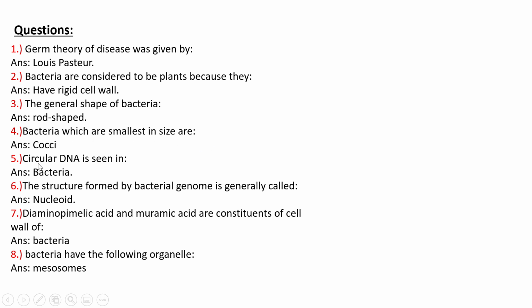The fifth question is: the circular DNA is seen in bacteria, that nucleoid we have studied now. The sixth question is: the structure formed by the bacterial genome is generally called nucleoid. The seventh question is: diaminopimelic acid and muramic acid are constituents of the cell wall of bacteria. And the eighth question is: bacteria have the following organelle, we can say mesosomes. So these are a few questions from my video.